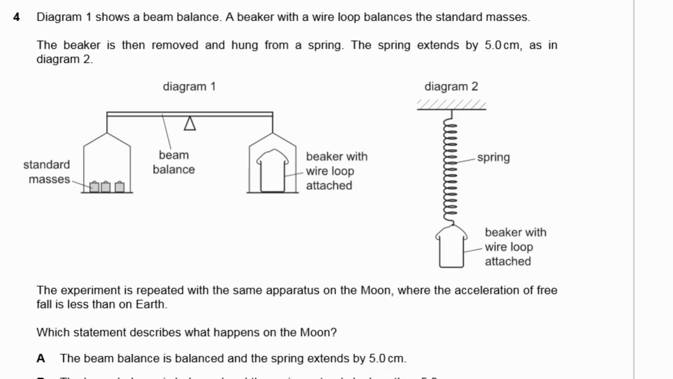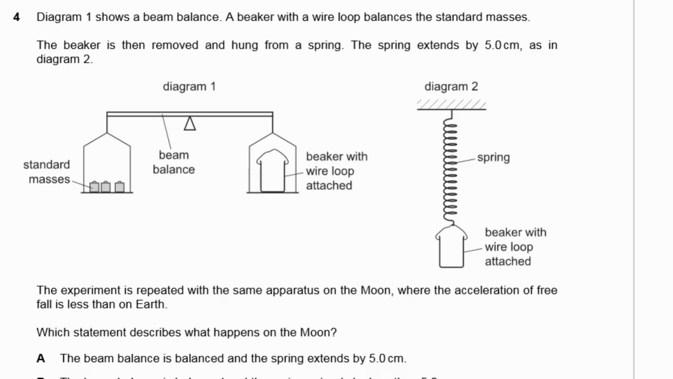Diagram 1 shows a beam balance and a beaker with a loop balances the standard masses. The beaker is then removed and hung from a spring. The spring extends by 5 centimeters, as in diagram 2. The experiment is repeated with the same apparatus on the moon, where the acceleration of freefall is less than on Earth.